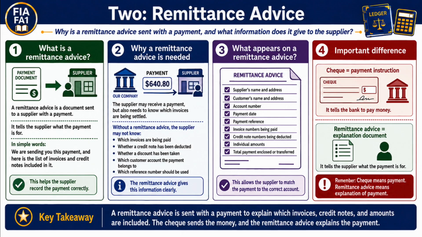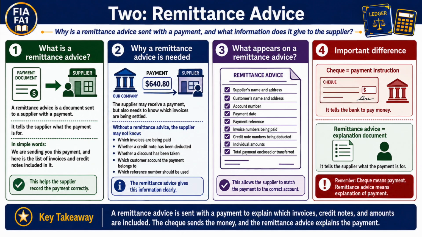What appears on a remittance advice? A remittance advice normally includes important details such as the supplier's name and address, the customer's name and address, the account number, the payment date, the payment reference, invoice numbers being paid, credit note numbers being deducted, the individual amounts, and the total payment enclosed or transferred. This allows the supplier to match the payment to the correct account.